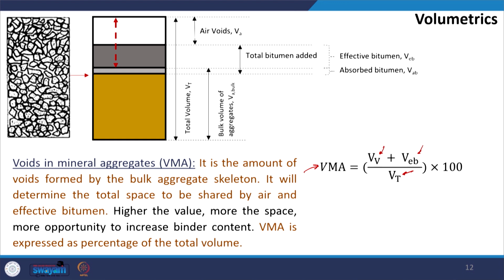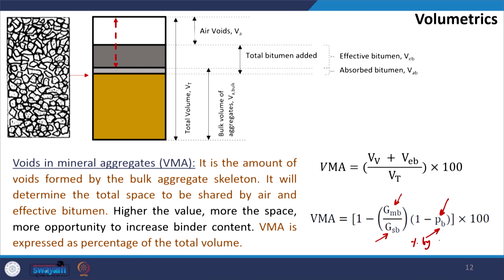express this definition in terms of measurable parameters, and if you see most of the textbooks or different provisions, you will find this formula, that VMA is equal to 1 minus GMB divided by GSB, where GMB is the bulk specific gravity of the mix, GSB is the specific gravity of the aggregates, PB is the percentage of binder. Just to add here, because we will be discussing in the derivation, percentage of binder is expressed with respect to the weight of the total mix.